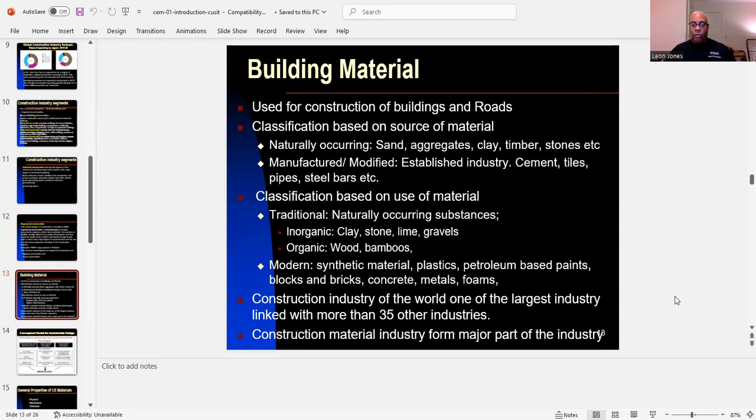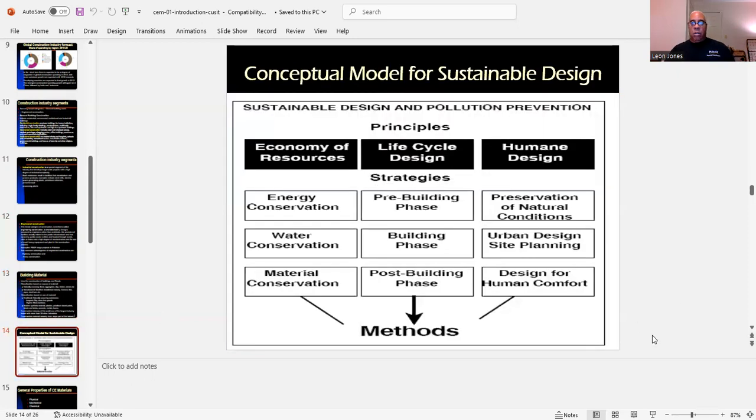Again, the construction industry of the world is one of the largest industries. Construction is a huge industry. In fact, you have three areas where you can become employed even without a degree. They're manufacturing, construction, and hospitality. A lot of work in those fields. However, if you are patient, you learn the ropes, you can get promoted really quickly. And it's much easier to get a job, even if you're going to college, if you're relocating. Now, there's a conceptual model for sustainable design or green design.